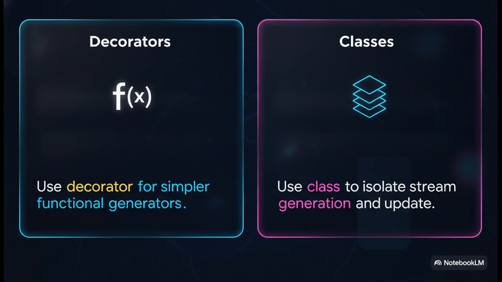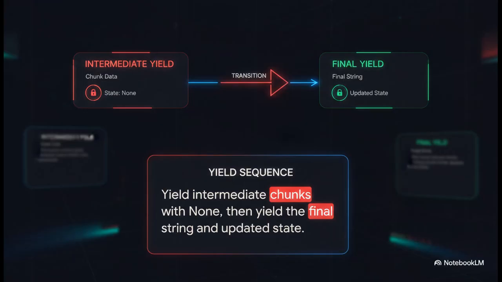The streaming action decorator is fantastic for your quick, functional generator implementations. But if you have highly complex logic, say where you really want to cleanly isolate the networking complexity of stream consumption from the deterministic logic of the state mutation, well, the streaming action base class is incredibly powerful for that. Let's look at the syntax here.